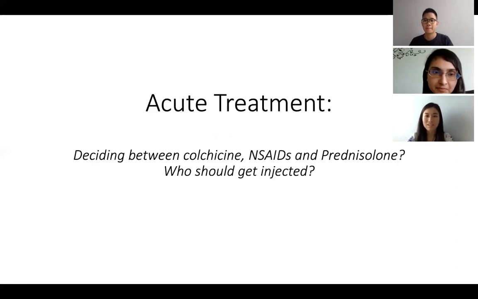Moving on to the next question. In the acute setting, how should we decide between colchicine, NSAIDs, or steroids? And then, like you mentioned earlier, who should be a candidate for intra-articular joint injections?